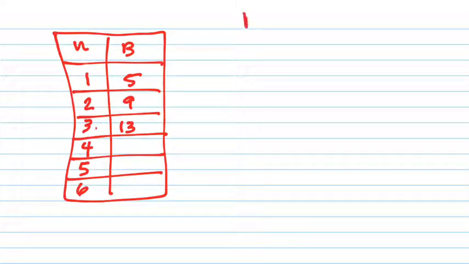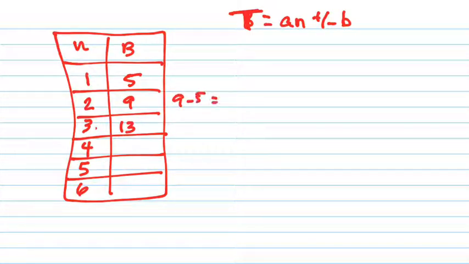So we need to do B is equal to AN plus or minus little b, or you could put that as T always. It doesn't really matter. They're using a B again because it's buttons. So the first thing I need to do is find out what A is. And A is that common difference, right? So 9 minus 5 gives me what? 13 minus 9 gives me what? 4. So my common difference is 4.